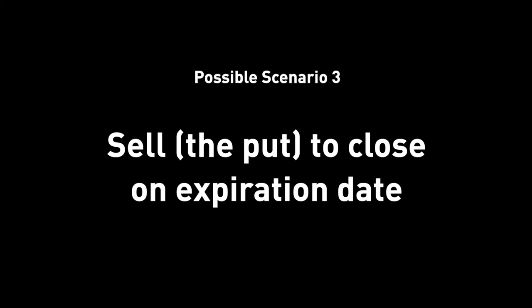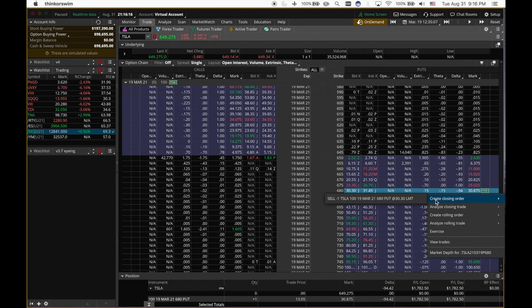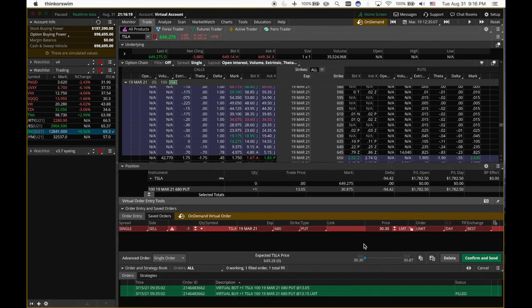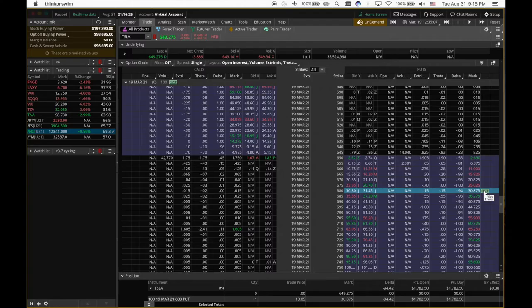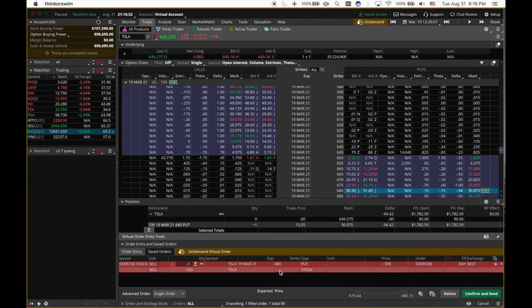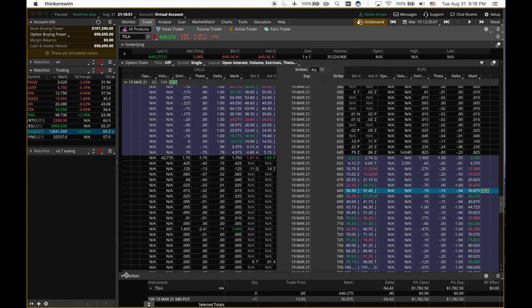So what can we do? Well, one, again, we can just right click, create a close order, and sell the put back to the market. Somebody's going to take it, and we're going to close the position. Or we right click and go to exercise. Again, we sell 100 shares of Tesla at 680, and then buy back 100 shares at 649, and we profit that way, okay? But either way, the profit is very much the same. So I personally prefer just closing the put position. It's just one thing to do, it's easier. That's just my personal style.